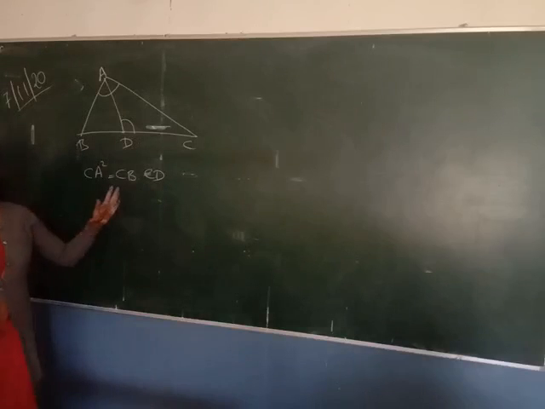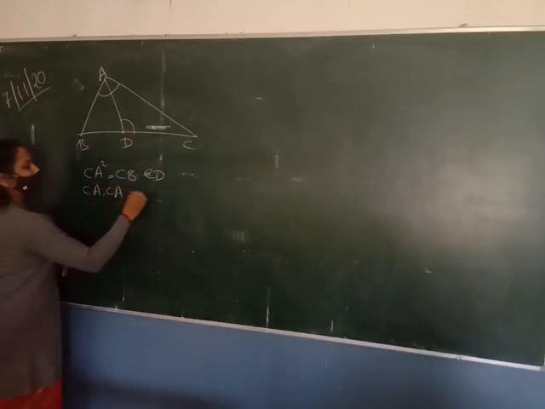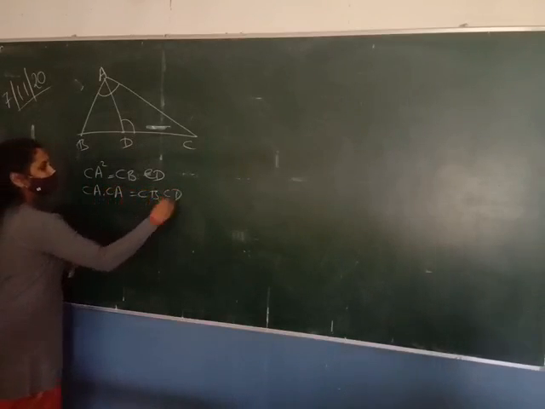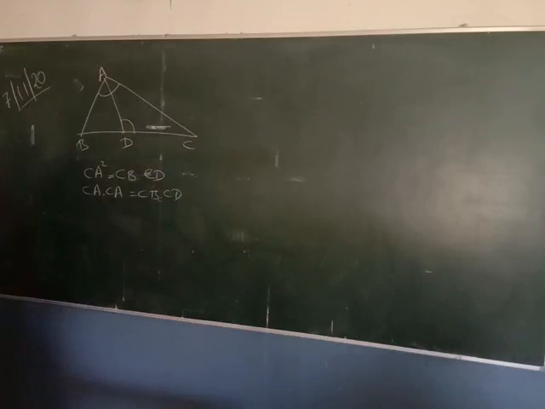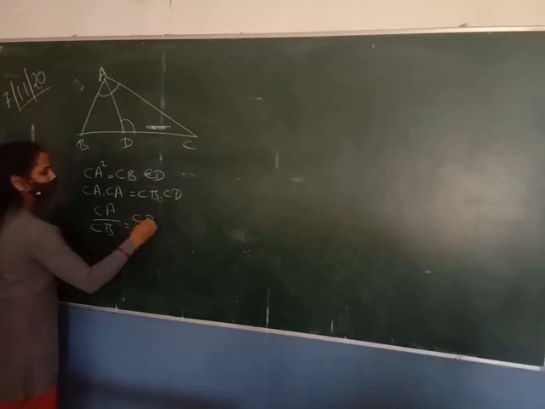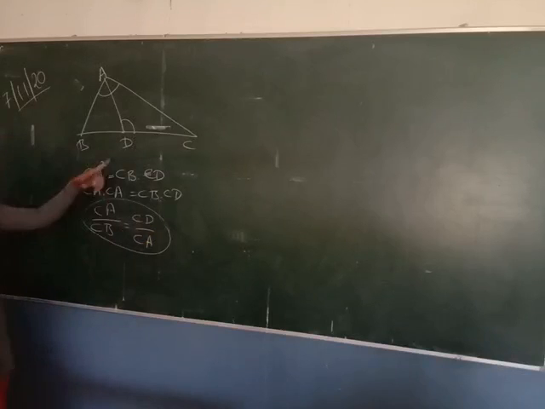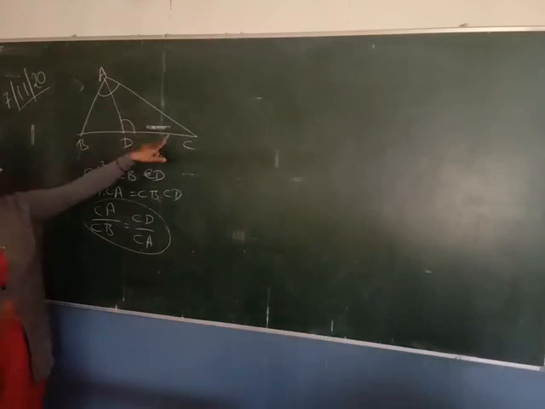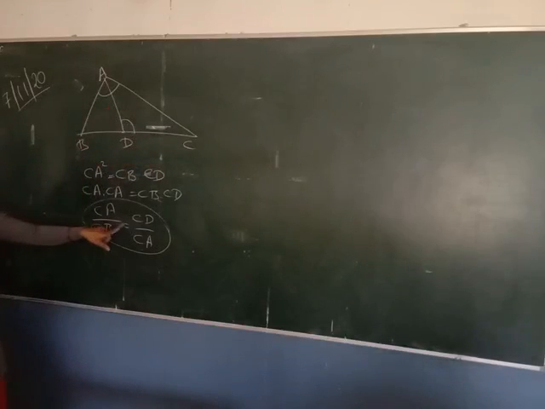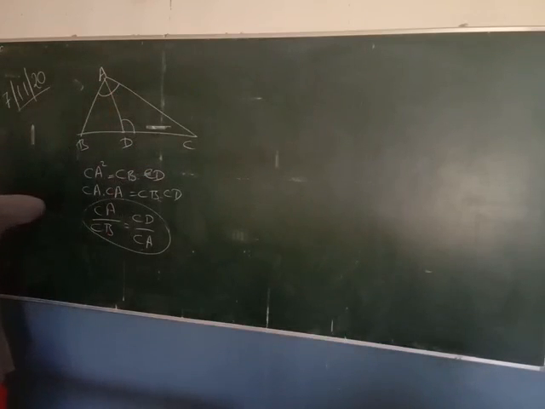We can rearrange the values. We can also write it like CA into CA is equal to CB into CD. Since we are studying the ratios of the sides, we can write in the form of ratio, like CA upon CB is equal to CD upon CA. Can we write it like this? The meaning of both are same. It means which triangles do you have to prove similar?